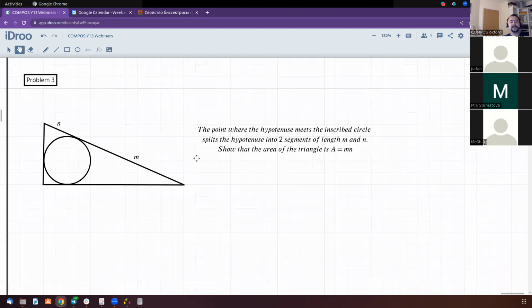Problem 3. The point where the hypotenuse meets the inscribed circle splits the hypotenuse into 2 segments of length m and n. Show that the area of the triangle is A equals mn.